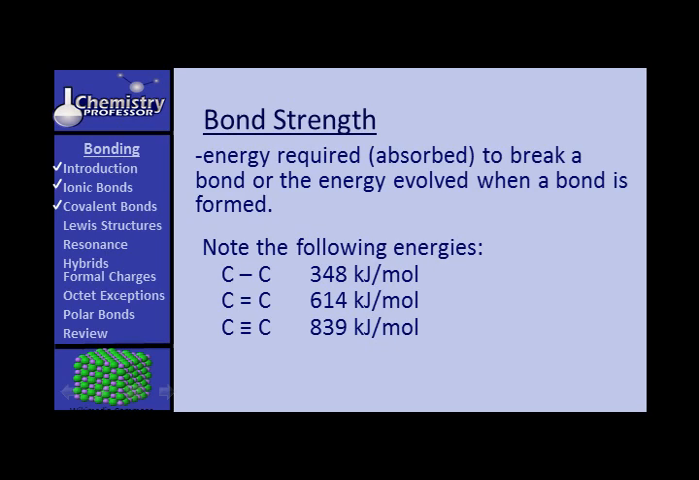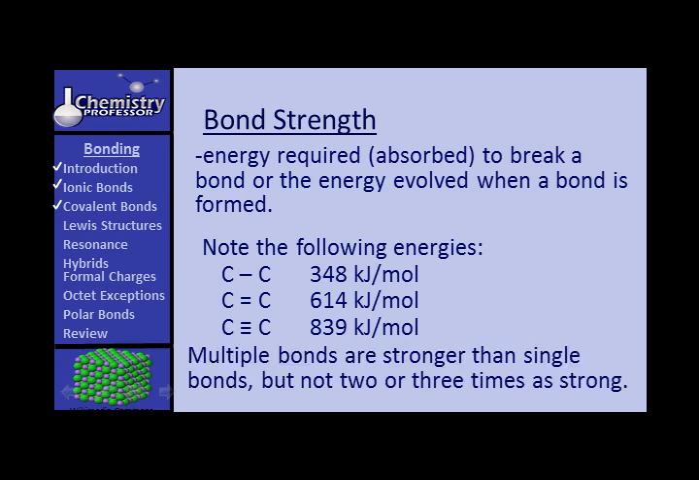Now look at the bond strength of the carbon-carbon single bond, 348 kilojoules per mole. And look at the one that's the carbon double bonded to a carbon, 614 kilojoules per mole. Folks, it's not twice as strong. It's a lot stronger, but not twice as strong. And the same thing occurs with a carbon triple bonded to another carbon. It's not 3 times as strong as a single bond, but it is significantly stronger. So think of it this way. Multiple bonds are stronger than single bonds, but not multiples of the strength.